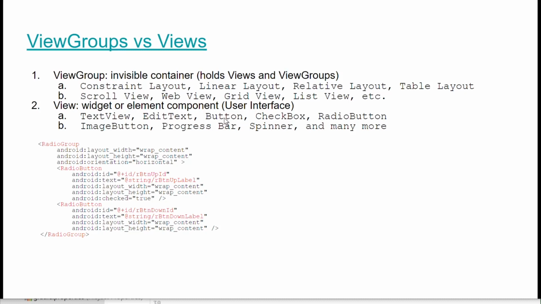An example would look like this. Here, we have the tag for a radio group, and then this is the ending tag for it. So everything in between is contained within this container view group. In this case, it's two radio buttons that are self-closed and do not contain anything.